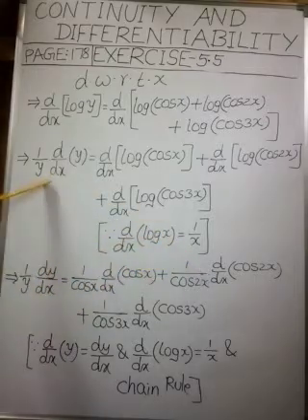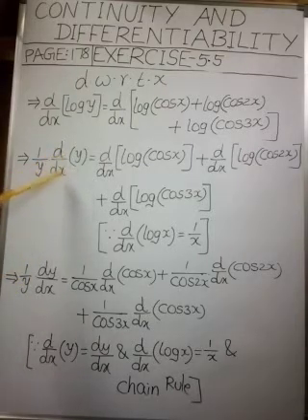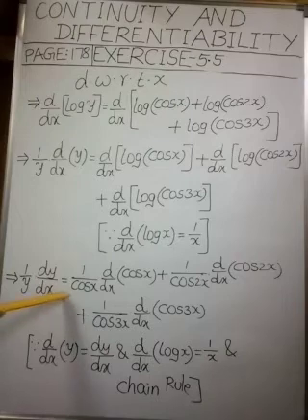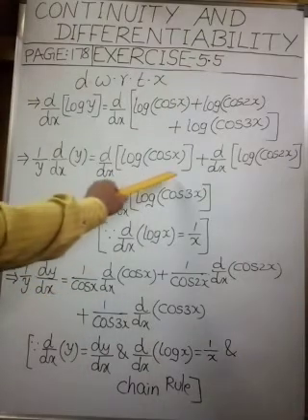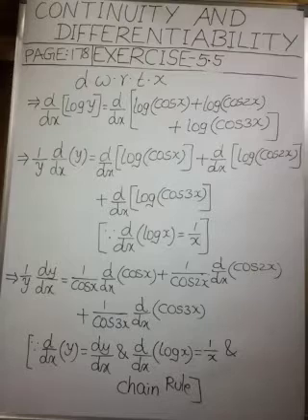Understood, my children? So here I wrote d by dx of log x is equal to 1 by x. I used this formula in LHS. Okay, my children? Right. This implies 1 by y, d by dx of y. What is the value of d by dx of y? dy by dx only. So dy by dx I wrote here. Understood this part in LHS, my children? Right. Is equal to. Now come to the first term.